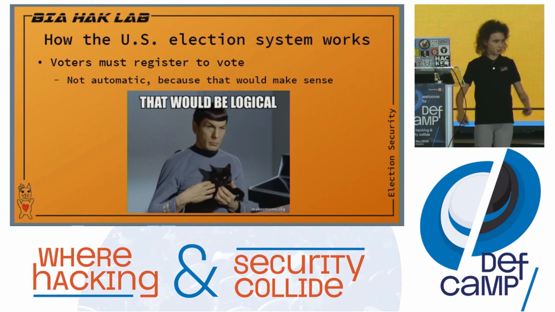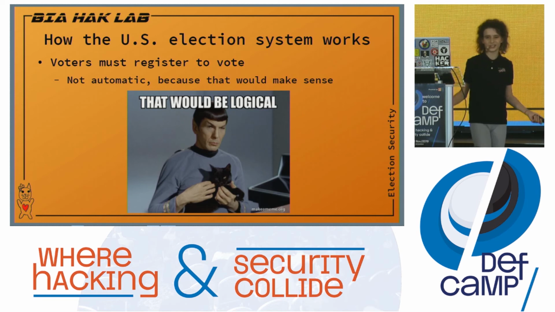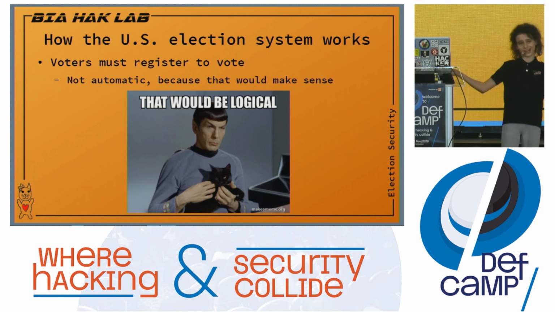Now, for all of you wondering how the US election system works, here's a brief overview. Step number 1, voters must register to vote. It's not automatic because that would actually make sense. We want to make the election system as complicated as we can, right?